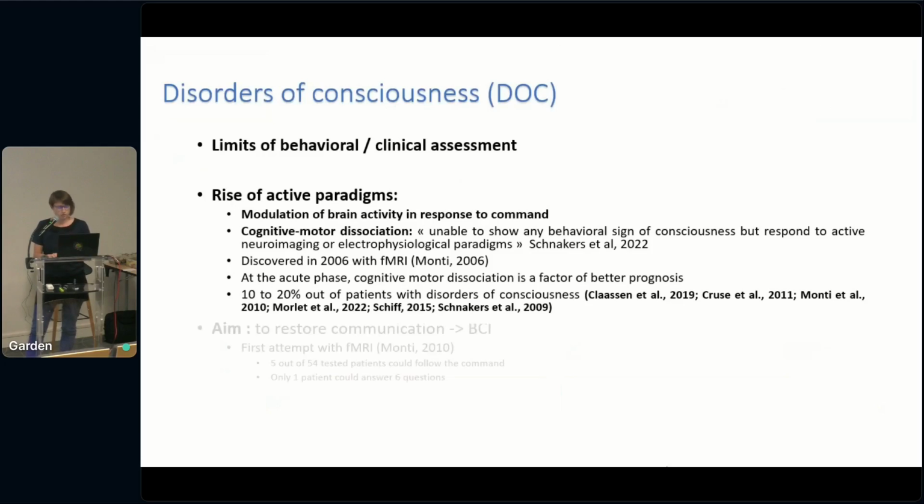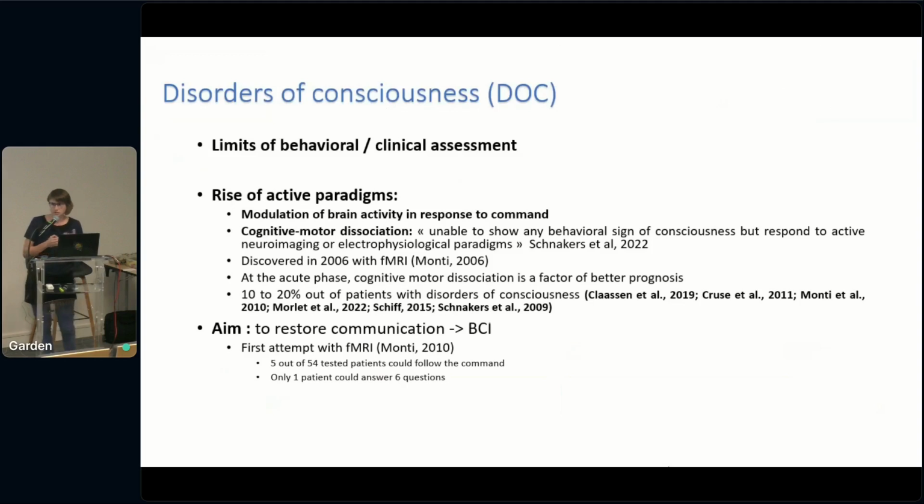So the next step for these patients, obviously, it's a terrible condition, right? So we would like to restore communication, and BCI could be useful for that. It was first attempted with fMRI, and it appears that only 5 out of 54 patients could follow the command covertly, and only 1 patient could answer 6 questions. So already there is a gap from the response to command to the communication.